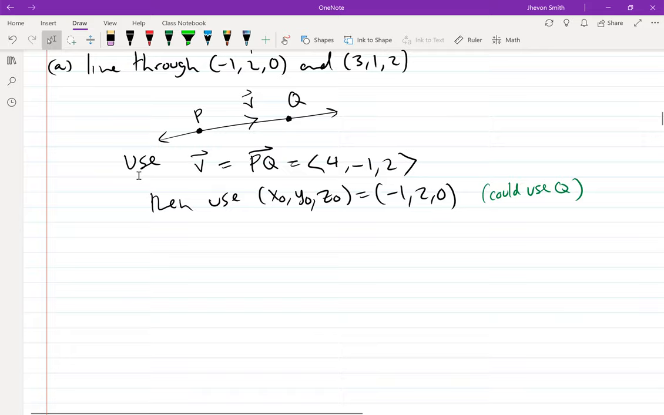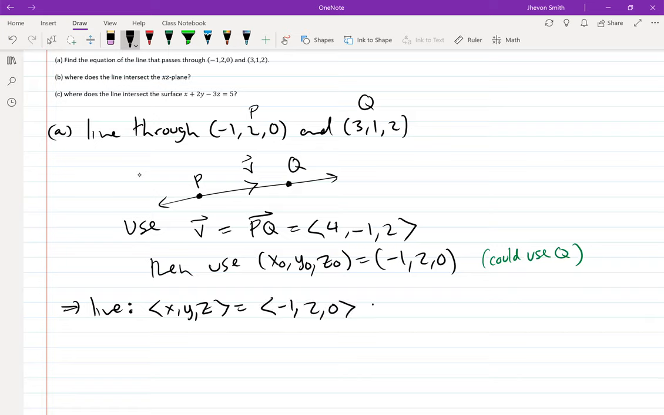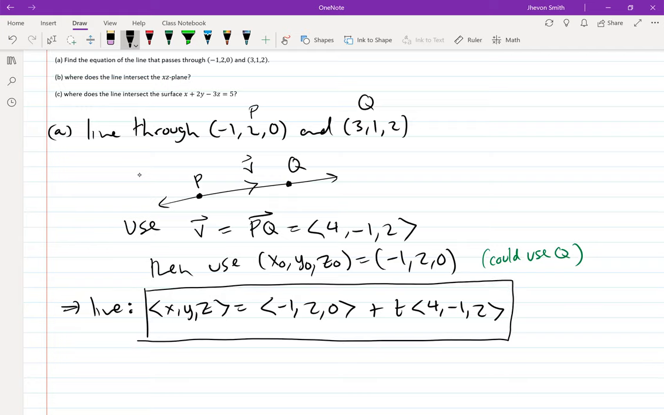Now, it didn't tell me a specific form to find the equation of the line in, so I'm just going to put it in vector form. This implies the line is x, y, z equals minus 1, 2, 0, plus t times 4, minus 1, 2. And that's the vector form. We subtracted to create the vector. To create this vector v, because I have a vector going from this point to that point, you take final point minus initial point. So this would be the 3 minus the minus 1, comma, the 1 minus the 2, comma, the 2 minus the 0.